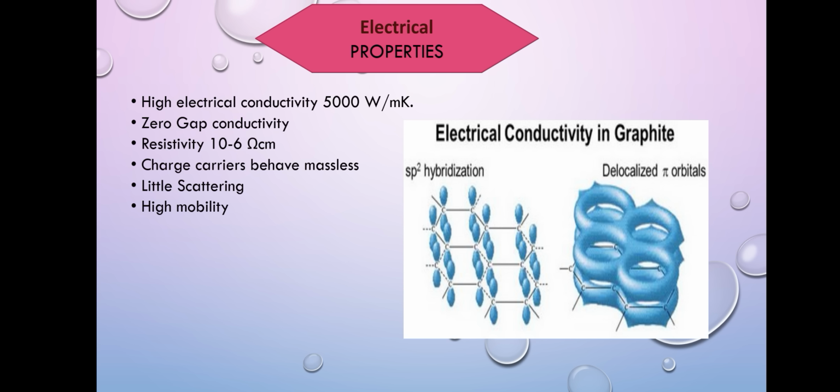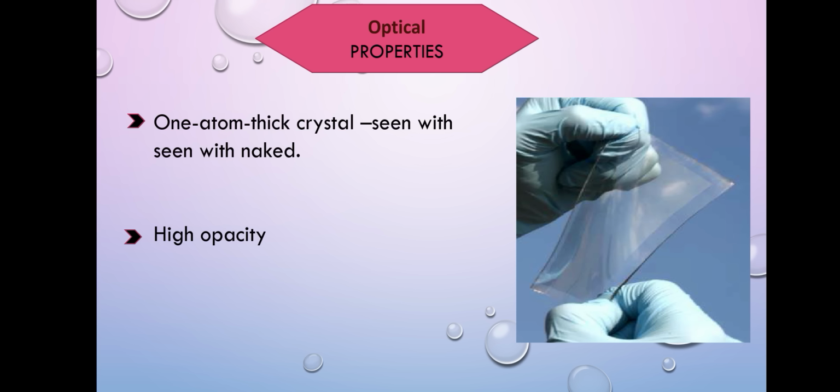After that, electric property. As this is a network of carbon, it can pass electricity through the structure. High electric conductivity, zero gap conductivity, low resistance, charge carriers behave massless, little scattering and high mobility. There is sp2 hybridization in the hexagonal structure, with delocalized pi electrons available in orbitals.